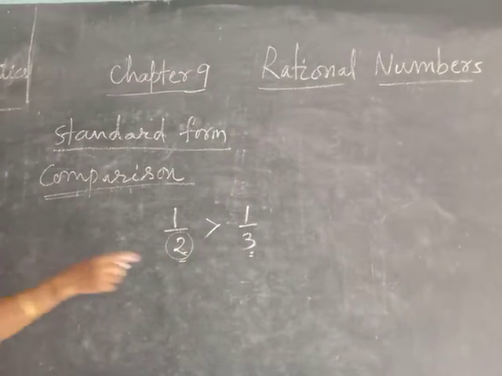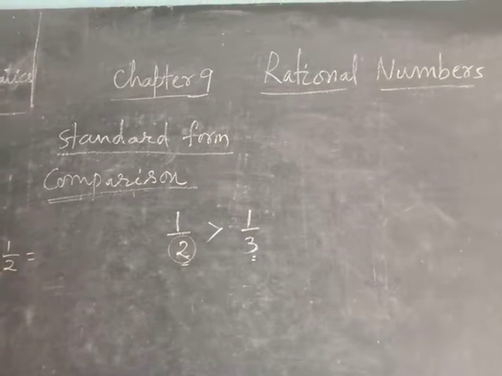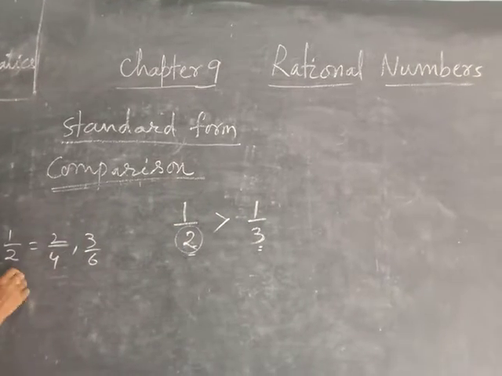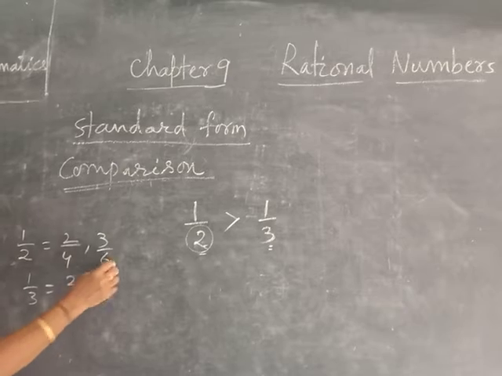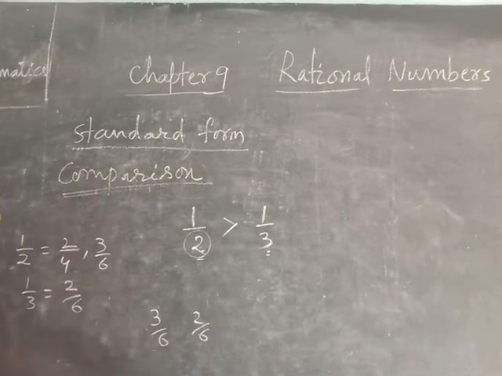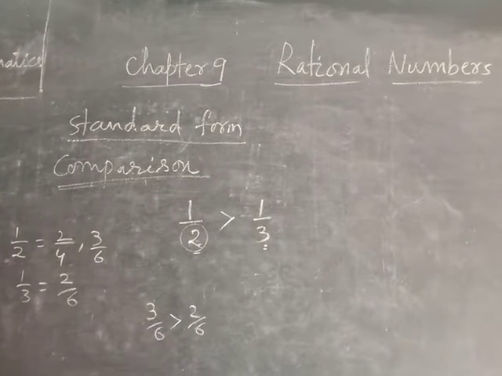Then another way is that you have to find the equivalent fraction. Equivalent fraction of this number. How much will come? 2/4, 3/6. Then that one 1/3, so it is 2/6. Here the denominators are equal, 3/6 and 2/6. Then the numerator is the greater number, so it is greater. Do you understand like this one?